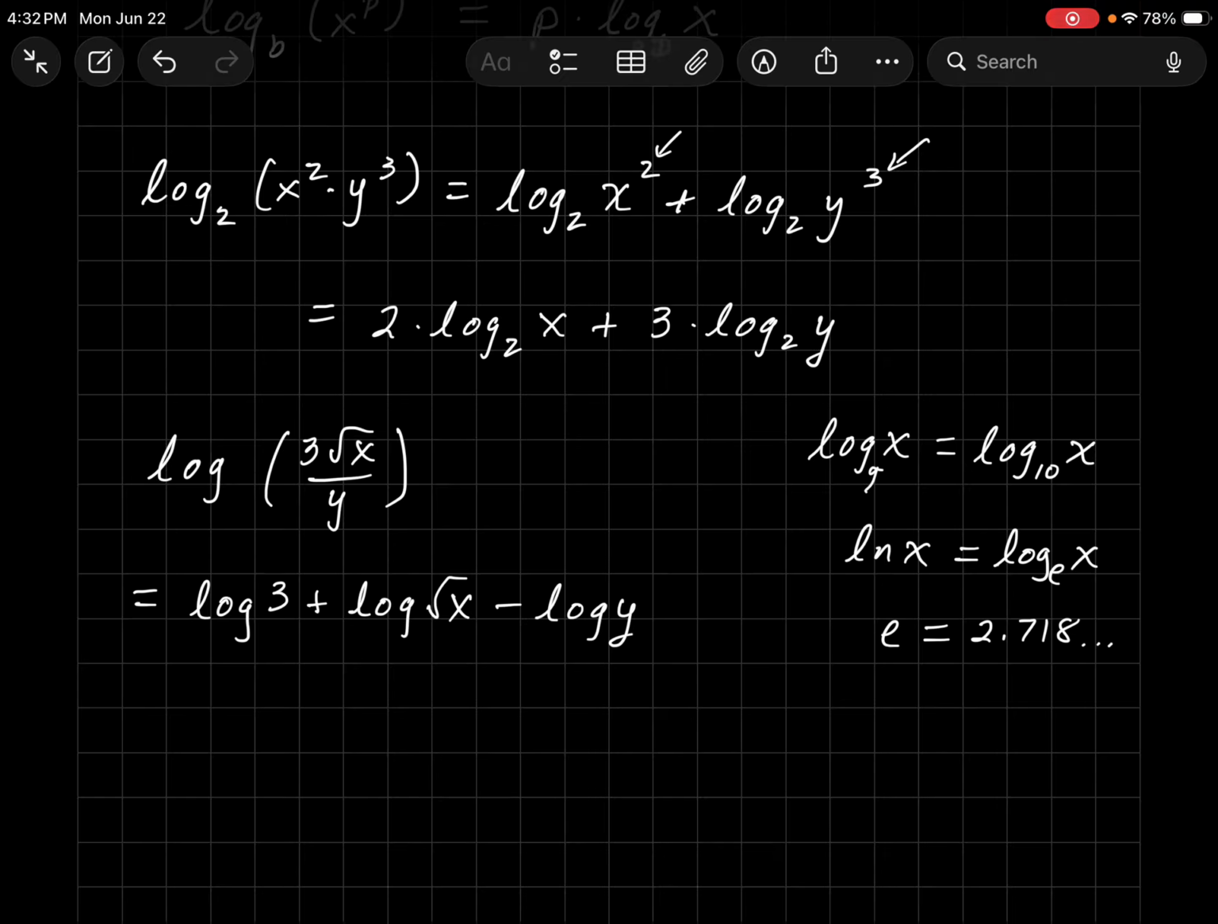I can go a little bit further with this middle piece if I remember that the square root of x is x to the 1/2 power, meaning I can rewrite this as log of 3 plus, and then since I have x to the 1/2 in here, I can bring that 1/2 out front, giving me 1/2 log of x minus log of y. And I have successfully expanded my logarithm.